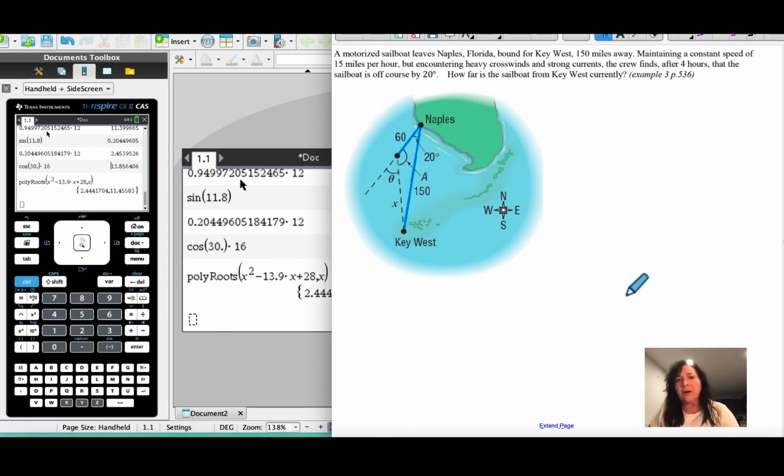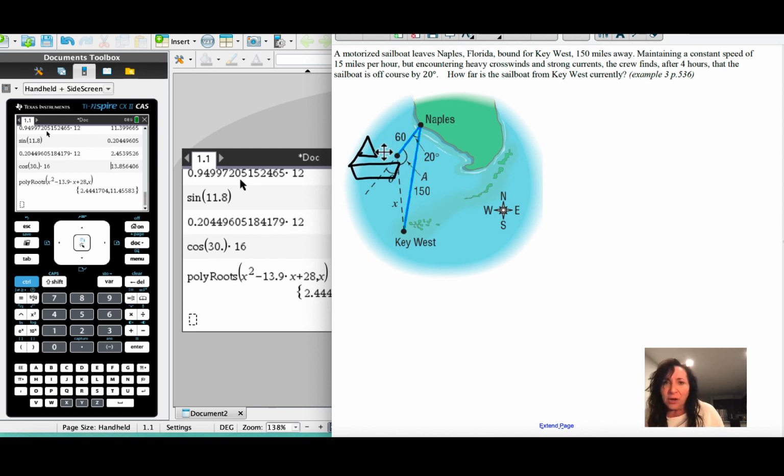Moving on. All right, so a motorized sailboat leaves Naples, Florida, not Italy. So let's draw our boat. Here's our motorboat. It's got a sail there, so it's a motorboat with a sail. There it is, and it leaves Naples, Florida, and it's supposed to come down here to Key West, but unfortunately there is a crosswind, and the crosswind pushes you over this way, and now you're here.